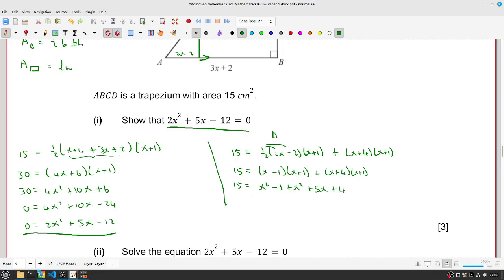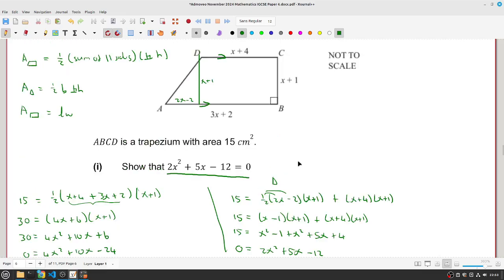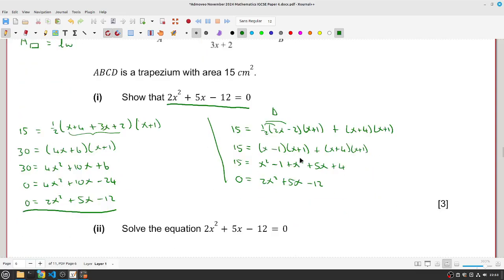Okay, again, collect like terms and get everything to the other side. So x squared plus x squared is 2x squared. Then all the x's, which is 5x. And then all the numbers: negative 1 plus 4, which is 3, and then minus 15. So 3 minus 15 is negative 12. Okay, so you see that also works. I'm sure there are many other ways you could do it, but those are the two most obvious ones that I thought of.